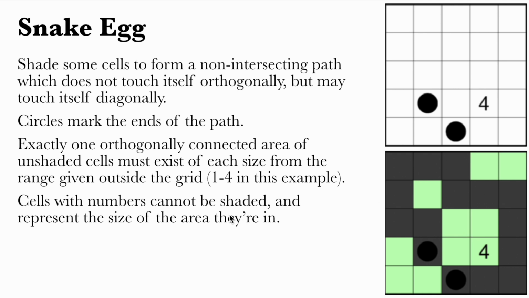Cells with numbers cannot be shaded and represent the size of the area they're in. So that's just saying that this 4 here must be in the region of size 4, wherever it is. This is not a restriction that says we couldn't have another 4 somewhere in the puzzle. It just means that if there were another 4, it would be part of that same 4-cell region. Those are all of the rules of Snake Egg, so let's get solving.